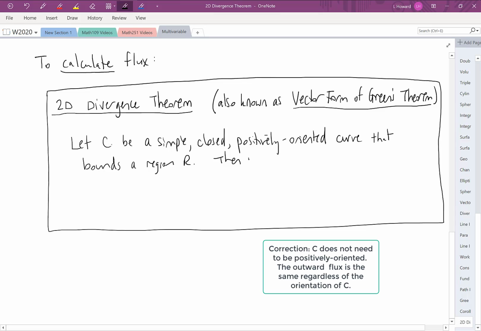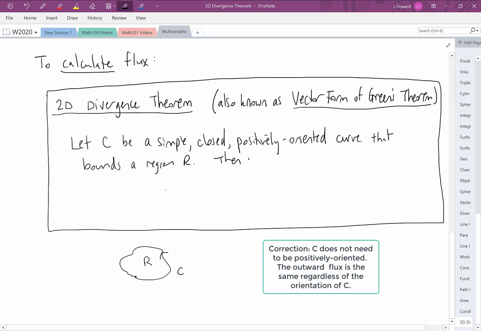So the theorem says, let C be a simple, closed, positively oriented curve that bounds a region R. Okay, so we're in 2D, we've got this curve here. It's got no loops in it. The start point is equal to the end point, and it's positively oriented, so we're keeping the region R on our left as we travel around C. So same setup as we had for Green's theorem and for the corollary to Green's theorem.